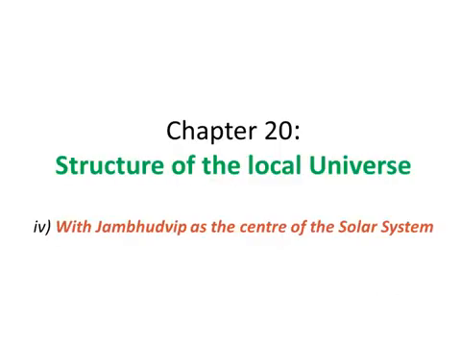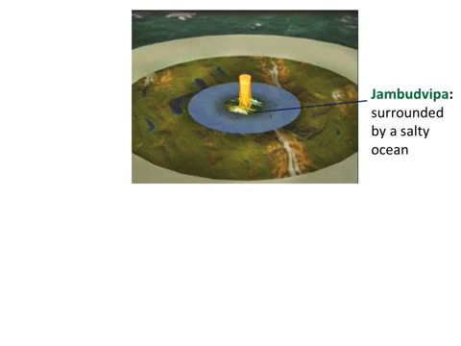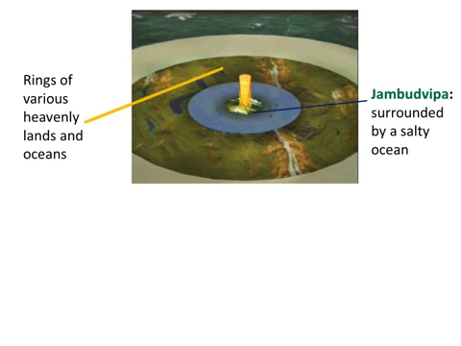Chapter 20, the structure of the local universe, with the fourth model here, with Jambudvipa as the centre of our solar system. So looking a bit further out now from Jambudvipa and its surrounding salty ocean, there are other rings here, rings of various heavenly lands and oceans. Altogether, it's called the plane of Bhumandala. So we'll learn more about that.